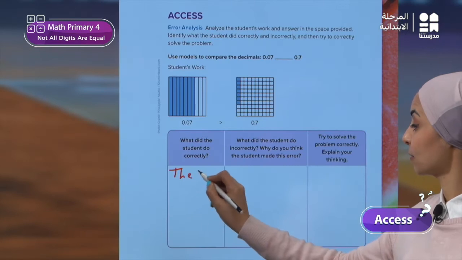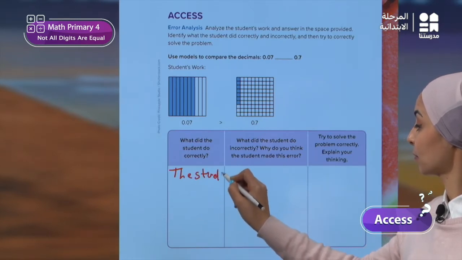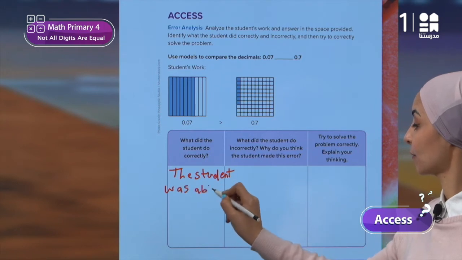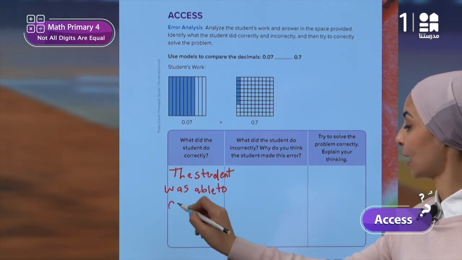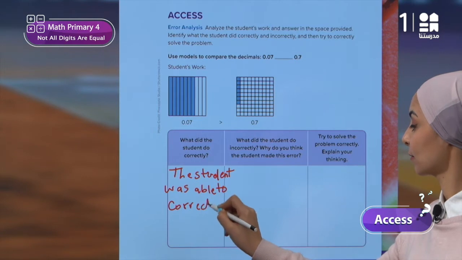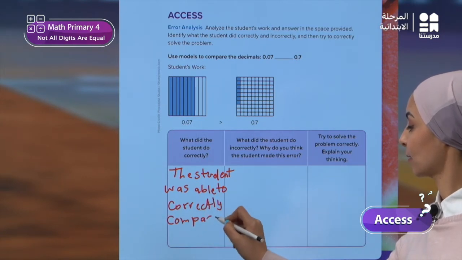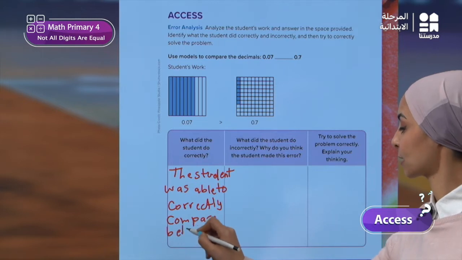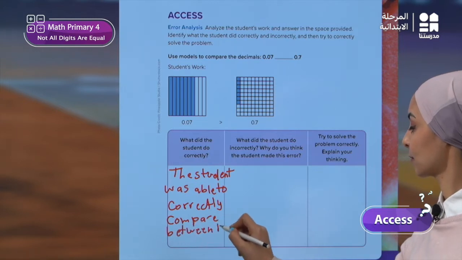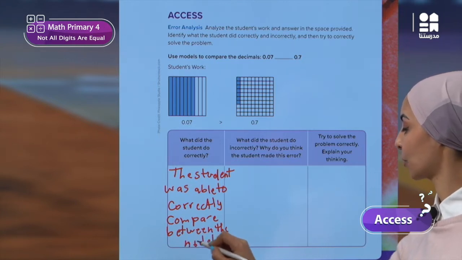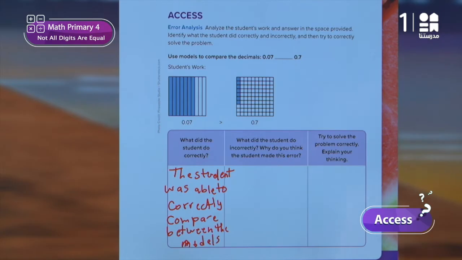The student was able to correctly compare between the models. يعني هو فعلا عمل compare between the two models in a right way.